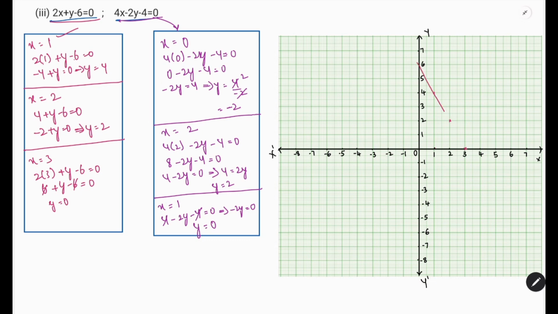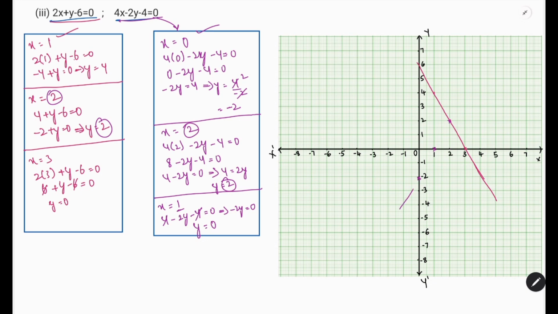It will be like this. Okay. Now, we will represent the second equation values. If x is 0, y is minus 2. If x is 2, y is 2. See, here we got the same point. X is 2, y is 2. And if x is 1, y is 0. X is 1 and y is 0. Okay, here, this point. So join these 3 points now.